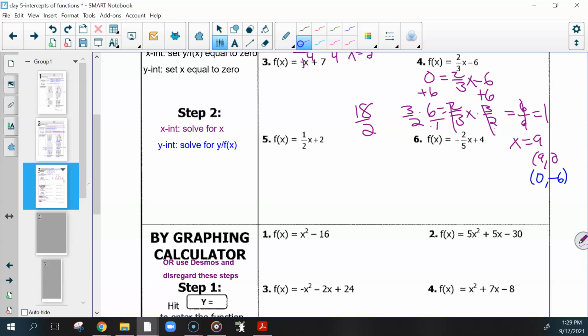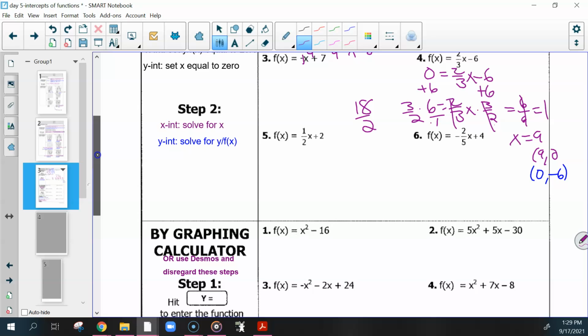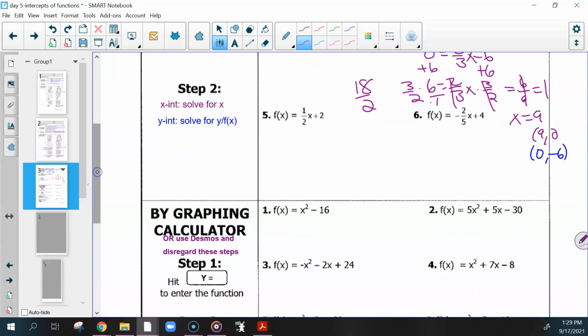Other questions on that? You need to do one more of these. So we were going to do 6. This is easier, but you won't always get it from a graph. Sometimes you'll get it from the equation.